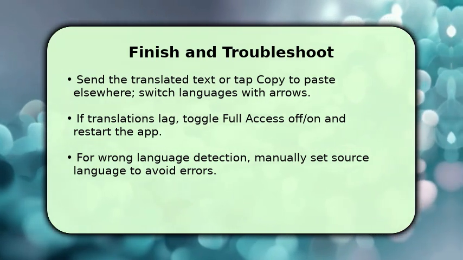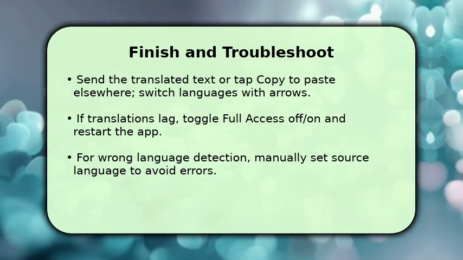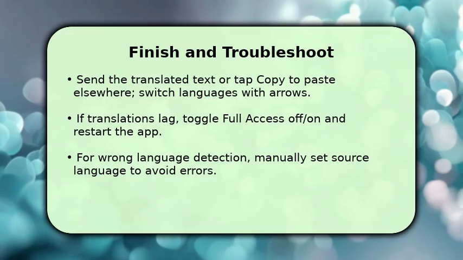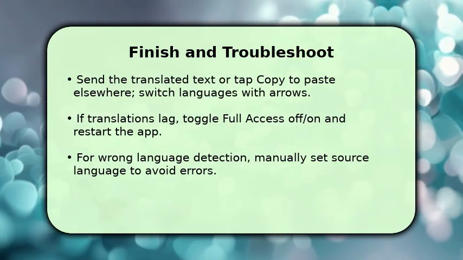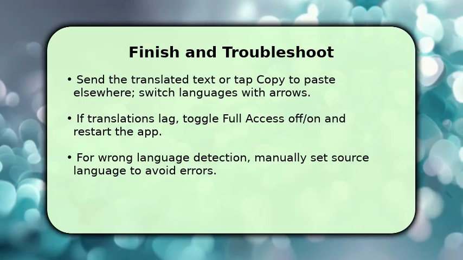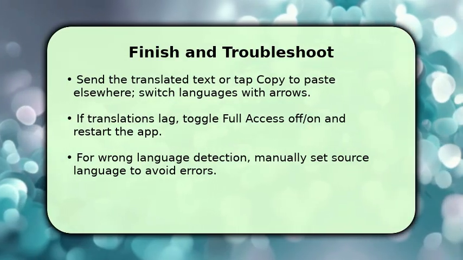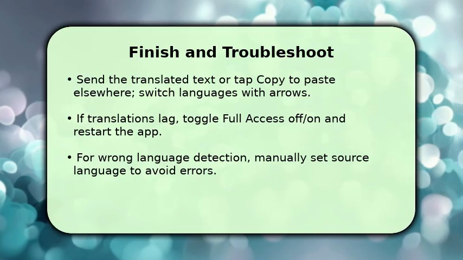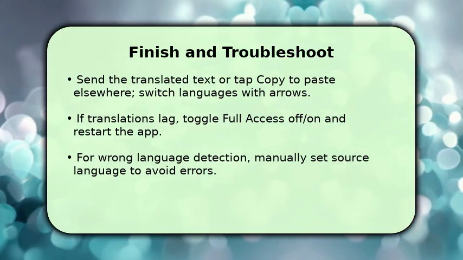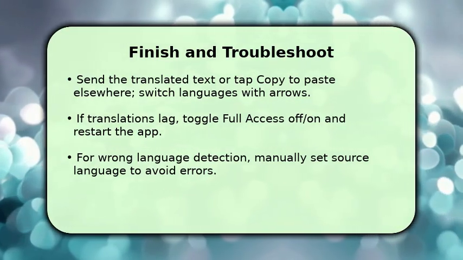If translation feels slow or stops, toggle full access off and on in settings, then force quit and reopen the host app to refresh permissions. If Gboard detects the wrong source language, manually pick the source at the top. This prevents misinterpretation and gives you accurate results.